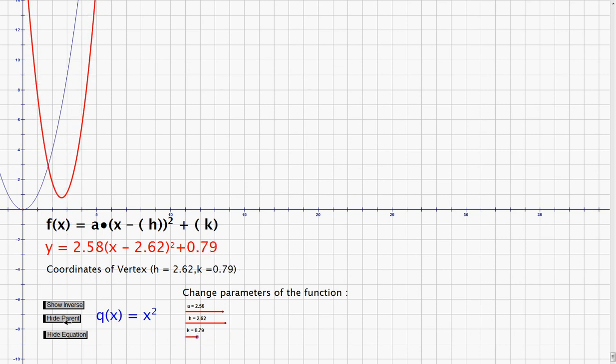Again, you can see the inverse of the function by clicking on the point, show inverse, and if you track the function, you will see the inverse relation of this function.